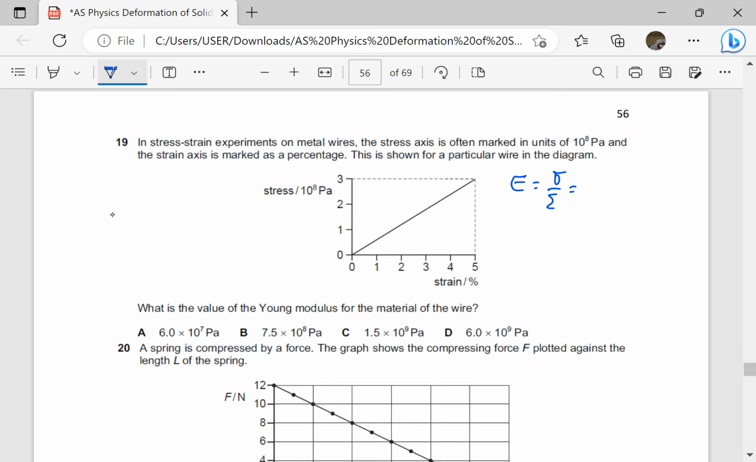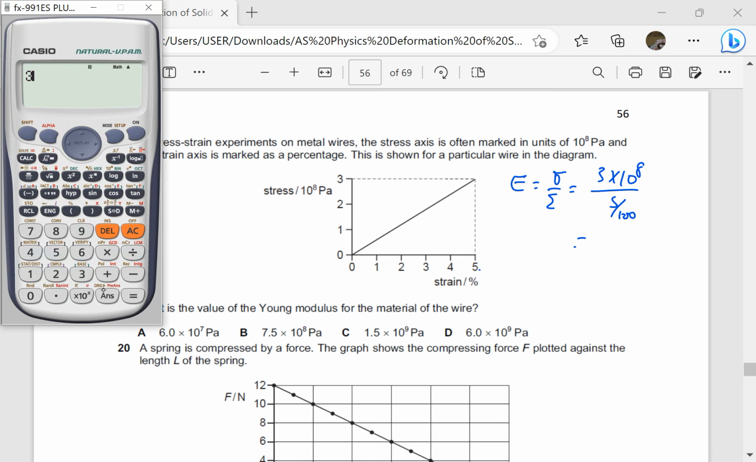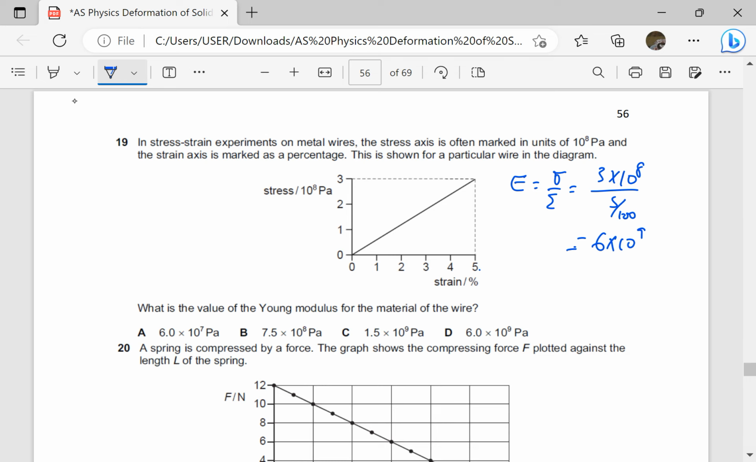So stress is going to be 3 times 10 power 8. Strain is 5%, which is 5 over 100. So 3 times 10 power 8 divided by 5 over 100, which is 0.05, is giving us 6 times 10 power 9 pascals. So the answer is going to be D.